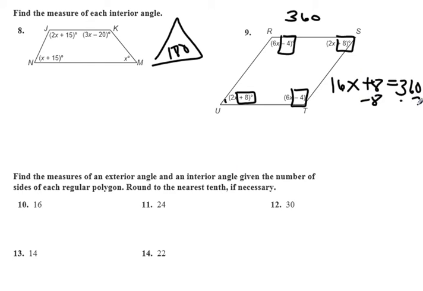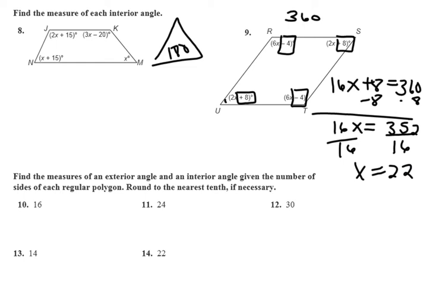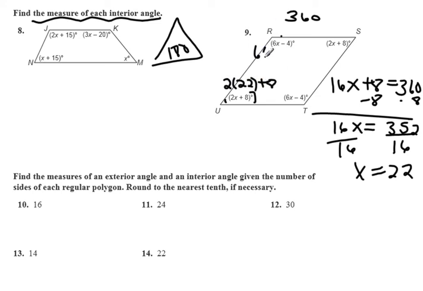So I subtract 8 from both sides, so I get 16x equals 352. And now I take 352 and divide it by 16 in order to get x. So I get 22 here. To finish answering the question, it says find the measure of each interior angle. So I'm going to substitute my x back into each one of the angles that's given to us, starting with 2 times 22 plus 8, 6 times 22 minus 4, and this will be the same.